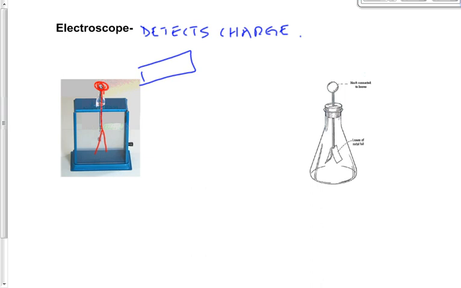If the object that I bring by is positive, then the neutral ball, the neutral rod, and the neutral leaves hanging freely on the end of it all change. That's because the negatives that were in these neutral leaves get sucked up into the ball. I had an even number of positives and negatives scattered throughout, but now the negatives get pulled up into the ball. That leaves the leaves positively charged.